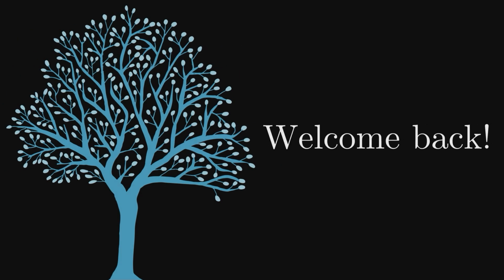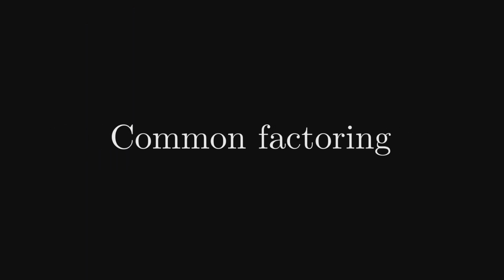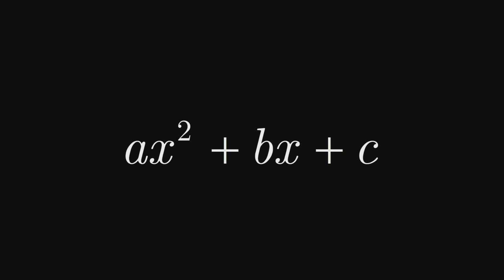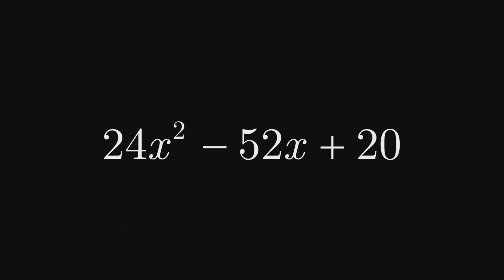Welcome back. In this video, we're going to factor quadratic expressions using a combination of common factoring and our technique for factoring trinomials that look like this, where the coefficient of x squared is not 1. Let's jump right into an example and factor 24x squared minus 52x plus 20.